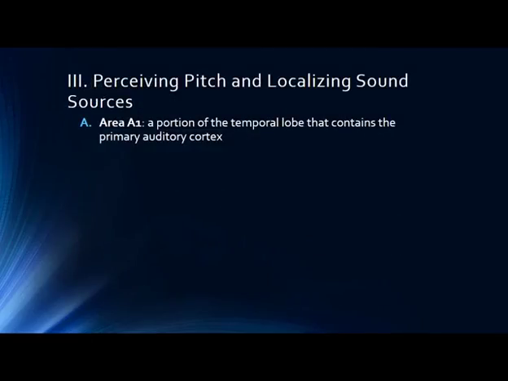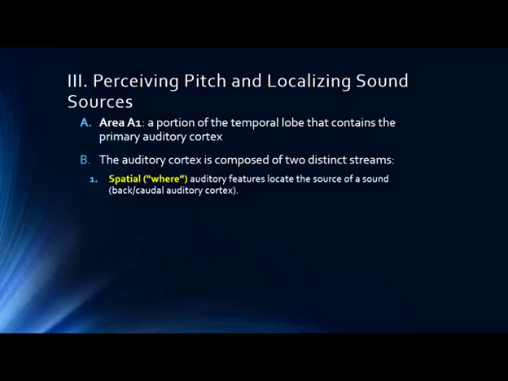So how do we perceive pitch and localized sound? This is where we get into more of the perception of sound. We have a part of the temporal lobes called the primary auditory cortex, area A1. Just like the visual system, we have a spatial or where pathway in which auditory features locate the sources of sound. We'll talk more about how that gets accomplished in a minute.